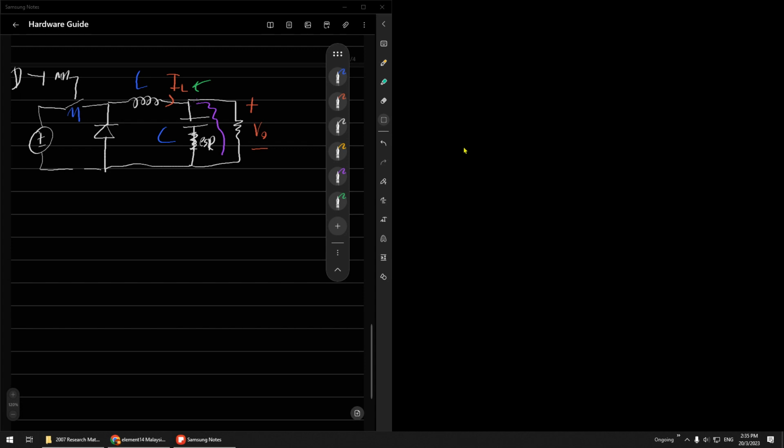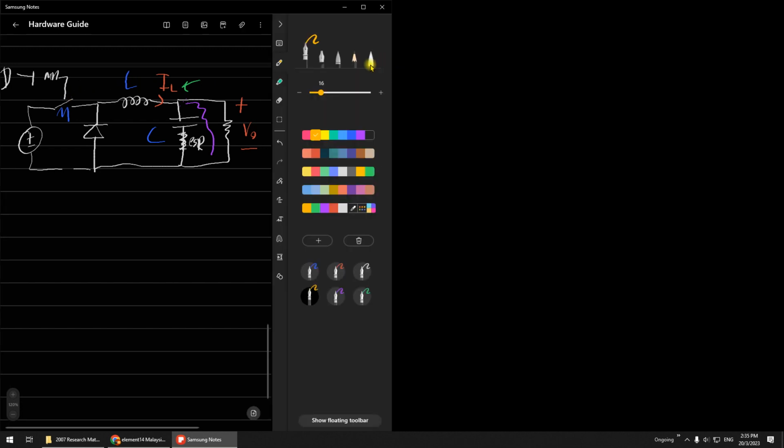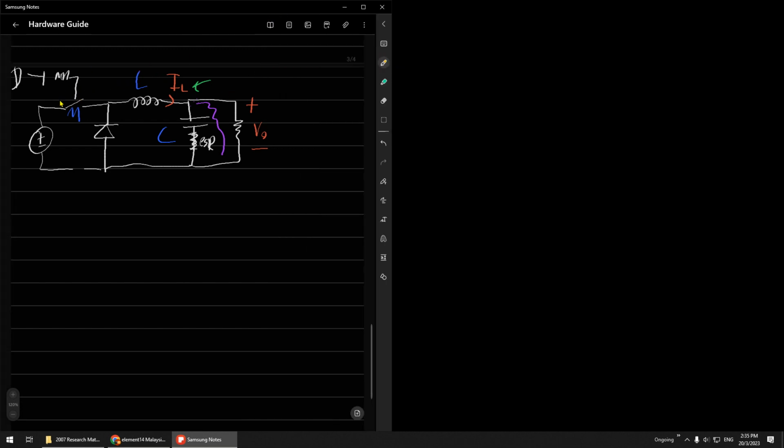Okay, hello. So we continue with the next part, which is MOSFET or power switch. So if you can see here, this is the power switch.